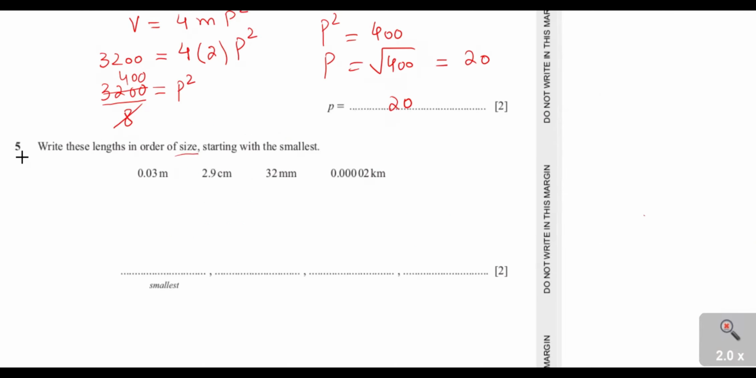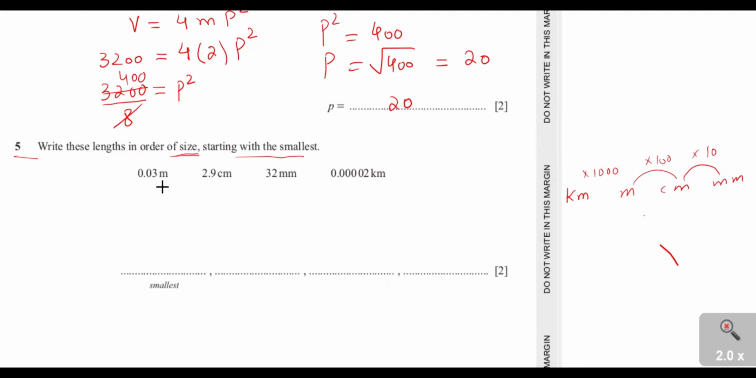Question number 5. Write the lengths in order of size starting with the smallest. To write these values according to size, firstly we will convert these values into the same unit. To convert these values into the same unit, we will use this shortcut. Look here, kilometer, meter, centimeter, millimeter. When we convert kilometer into meter, we multiply this value by 1000, then meter to centimeter multiply by 100, and then centimeter to millimeter multiply by 10.